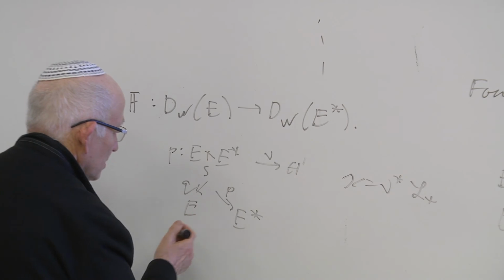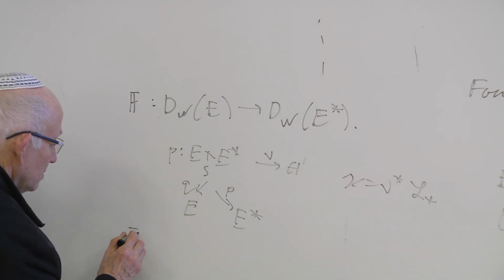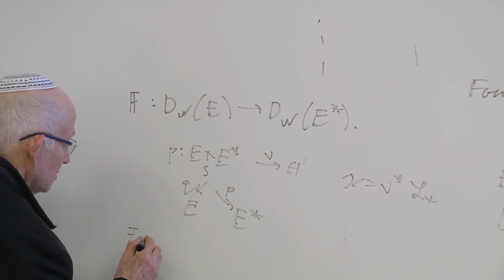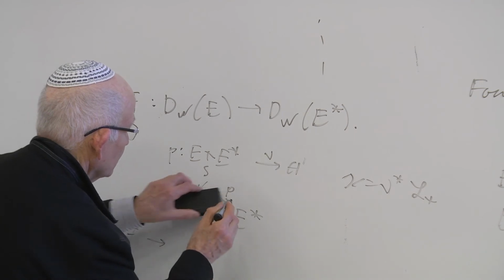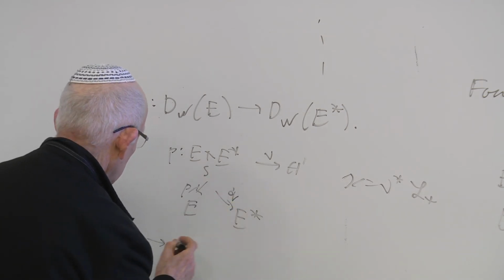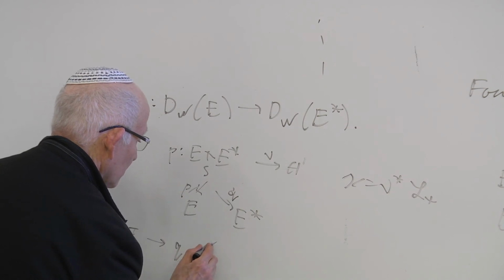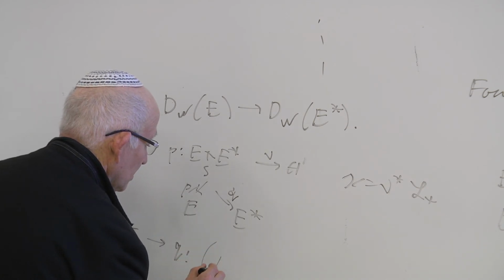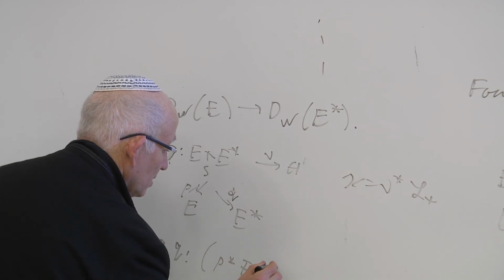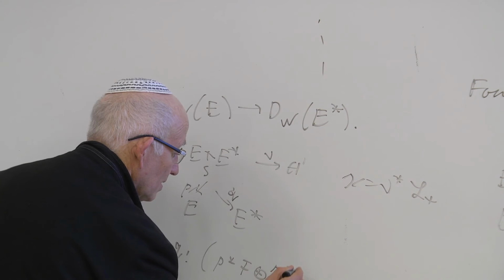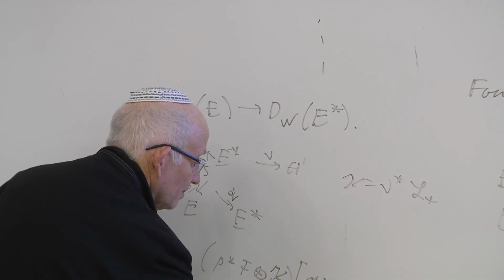and then I take F, which goes to Q shriek of P star of F tensor K, shifted by dimension of E.